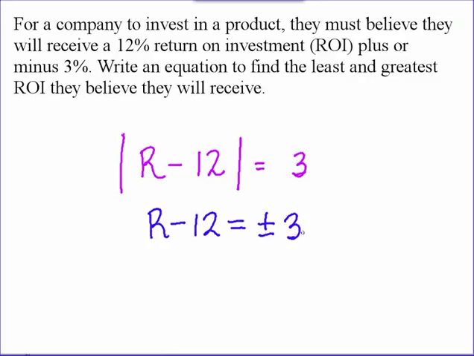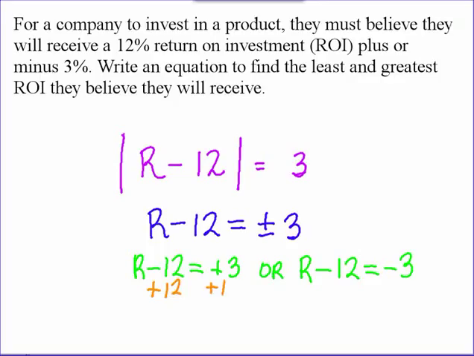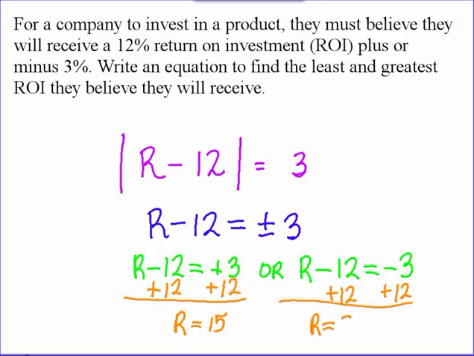And so then what ends up happening is I have two equations. The first equation is R minus 12 equals positive 3. The next equation is that R minus 12 equals negative 3. So now what do you need to do to both sides? Add 12. And so I end up getting R to equal what? 15. Or if I add 12 here, what do I get R to equal here? 9. So let's go back and look at our original problem.